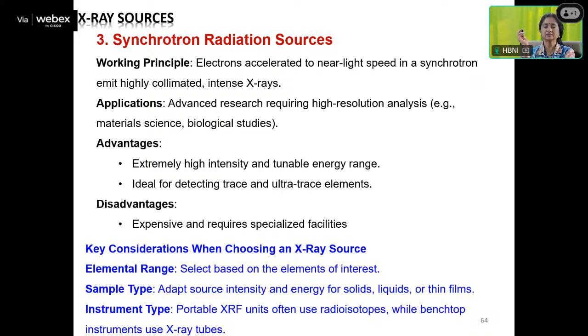Now, the key considerations when choosing an X-ray source are: element range, so select based on the element of interest; sample type, adapting source intensity and energy for solid, liquid or thin films; and instrument type. Portable XRF units often use radioisotopes, while benchtop instruments normally use X-ray tubes. And for synchrotron radiation, you have to go to the synchrotron site to use it.